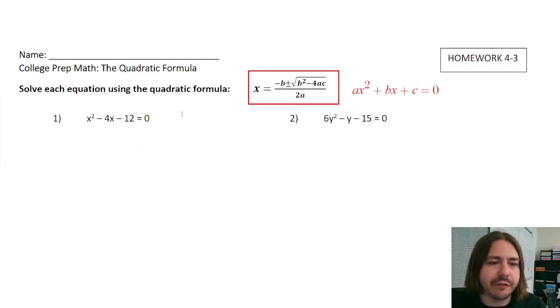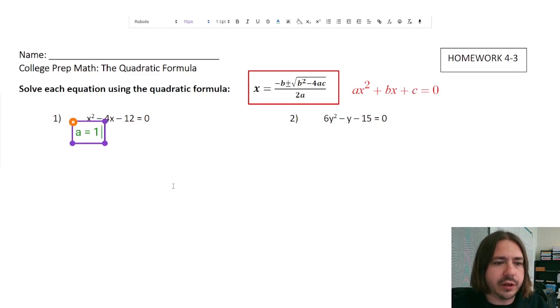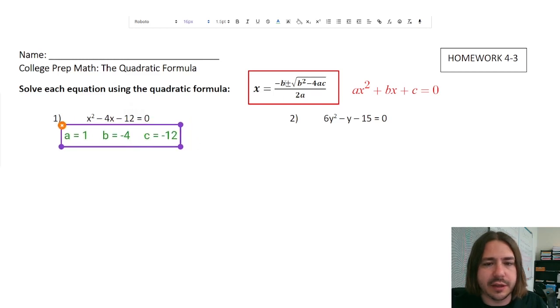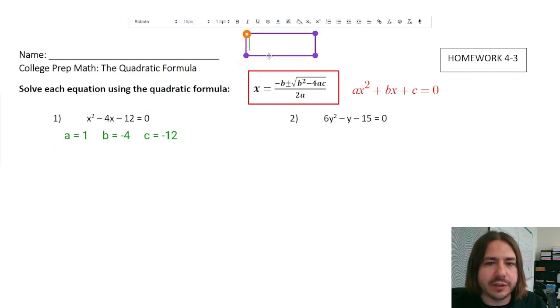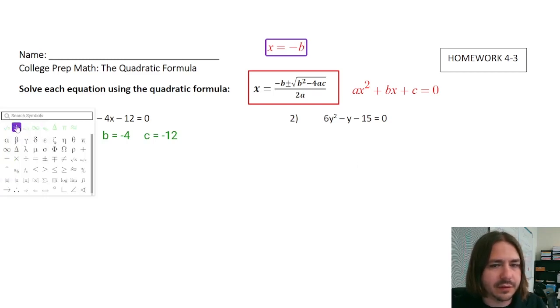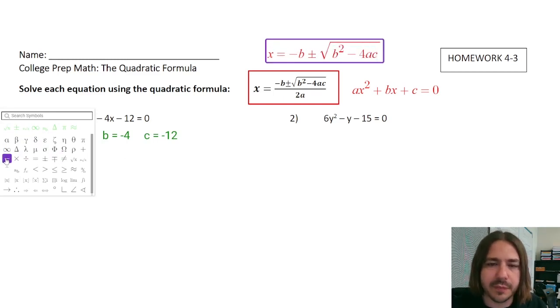For each one of these, we're going to identify what a, b, and c are up front. Be the very first thing we do. A is 1 in this case, b is -4, and c is -12. So we'll do that for each problem, and then we will go through and actually plug in all these numbers into the quadratic formula. I'm going to just type the quadratic formula one time up here. It's already written here, but I want to be able to just copy and paste it over and over again. So we have x equals -b plus or minus the square root of b squared minus 4ac all over 2a.